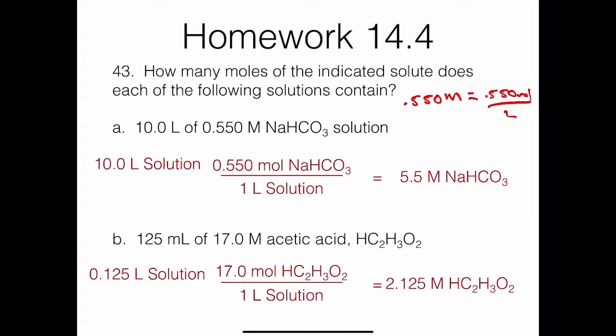were looking at the dilution equation. We said that volume times molarity equals the number of moles. So we can use that same logic here and just multiply 10 by 0.550, and that gives us the number of moles. And this should actually be moles instead of molarity. Applying the same logic to B, we get 2.125, and again, moles of acetic acid.